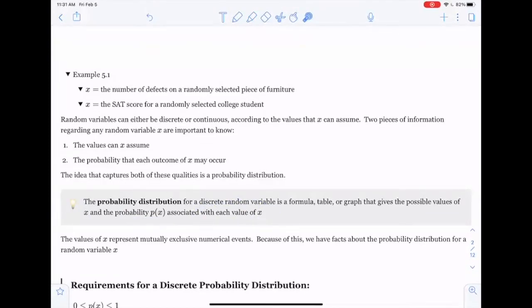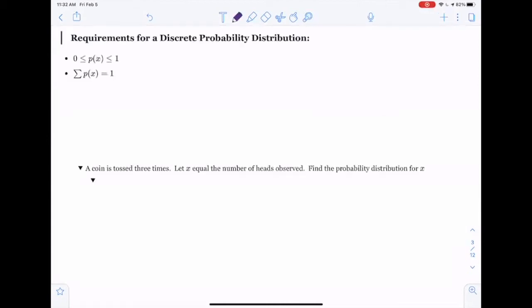One of the important things about probability distributions is these values of x are going to represent mutually exclusive numerical events, right? We can't have the outcome of 1 and 2 occurring at the same time. So each of these x's will be mutually exclusive. And because of this, we get some facts about probability distributions. The requirements of a probability distribution are that each of the probabilities of my outcomes x fall between 0 and 1, and the sum of all of the probabilities for the different outcomes has to equal 1.